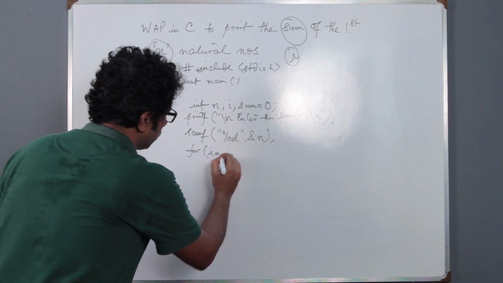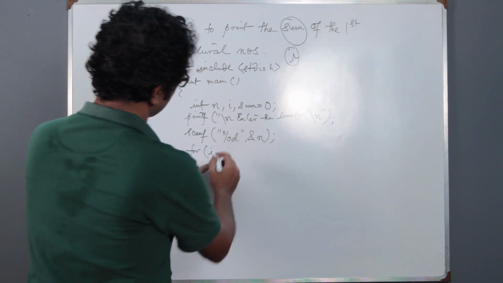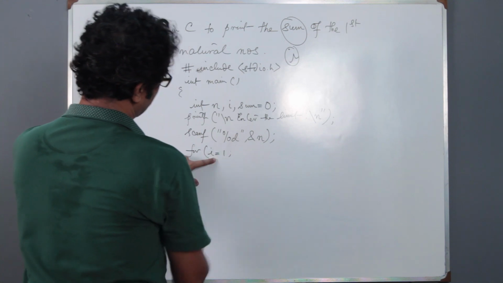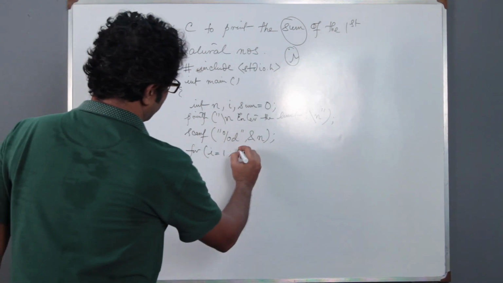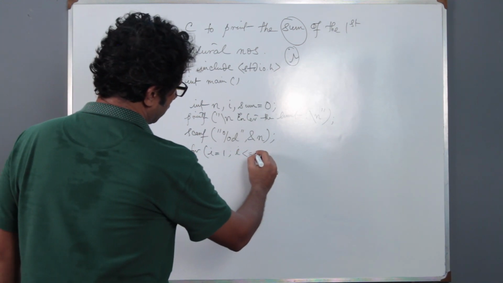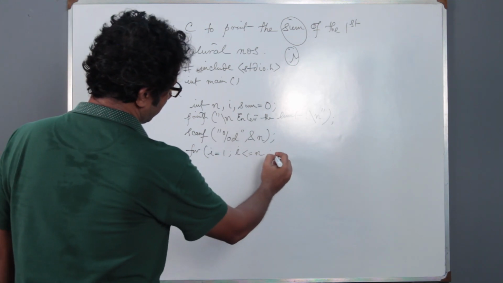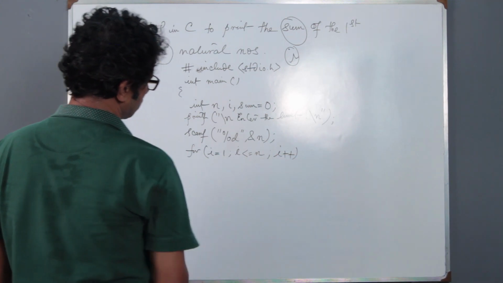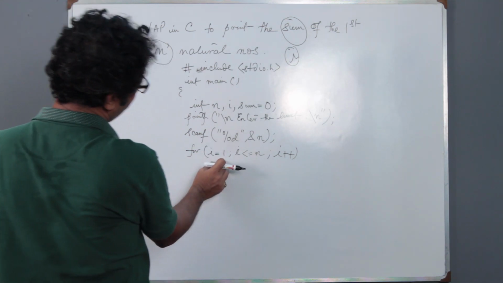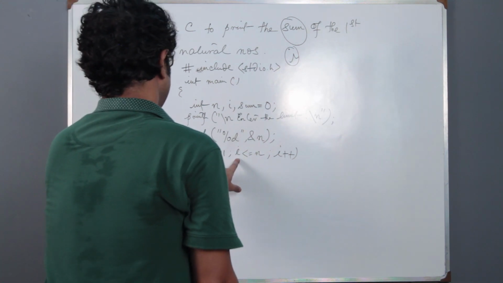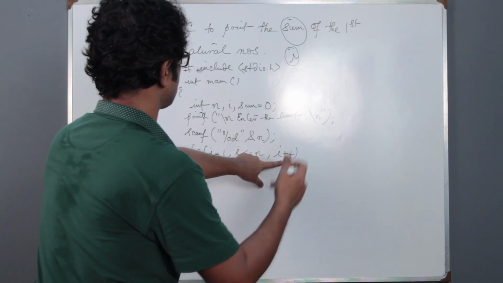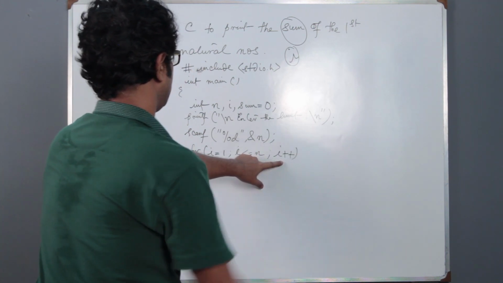for i = 1, that is the initialization part, i equal to 1, separated by a semicolon. The condition part is i less than or equal to n, and the modification part is i++. So that means the loop variable will be starting from the value 1, and it will go up to n, and then it will be incremented by 1 after each iteration.